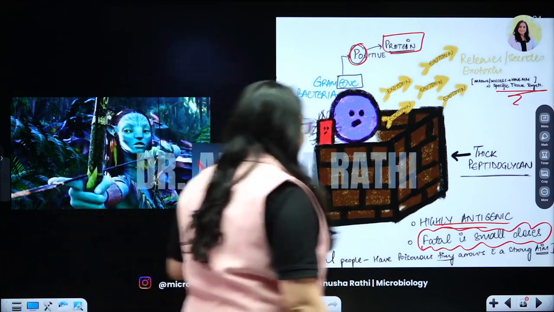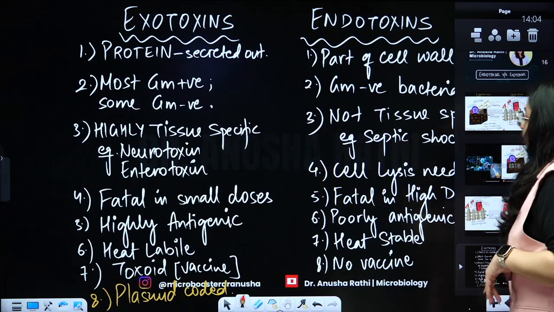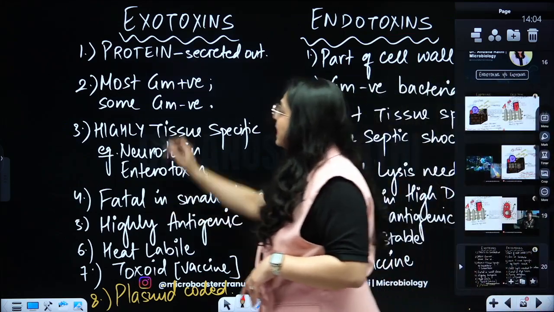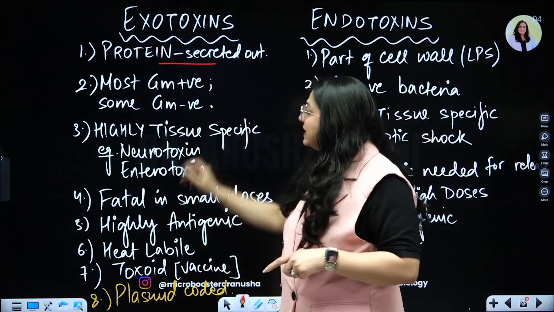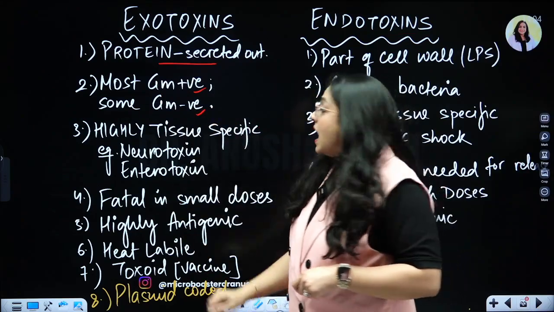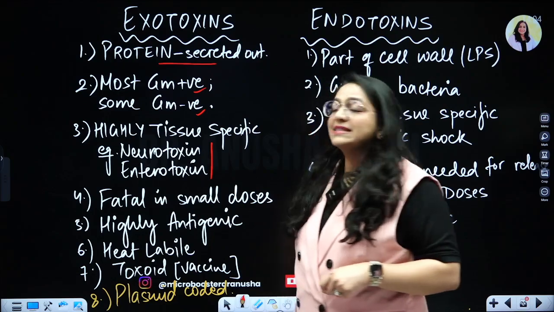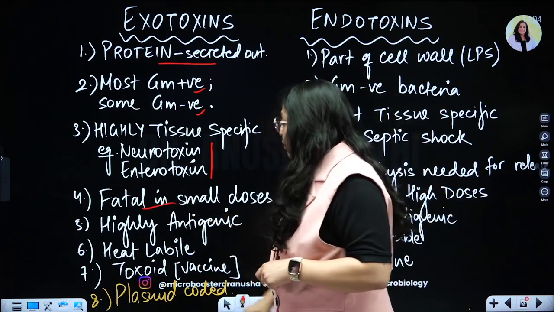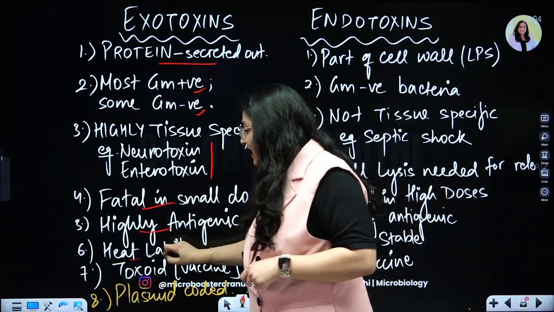Now let's look at the differences table. Let's look at all the points of exotoxins. They are proteins which are secreted out, mostly gram positive, some gram negative, with high tissue specificity such as neurotoxins and enterotoxins, fatal in small doses, highly antigenic and heat labile.